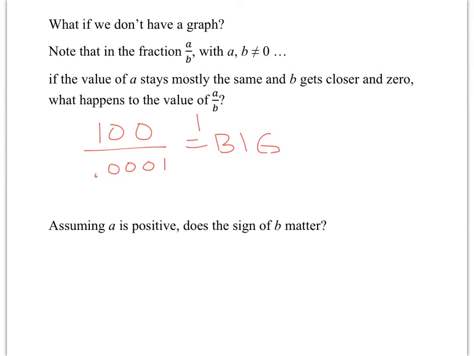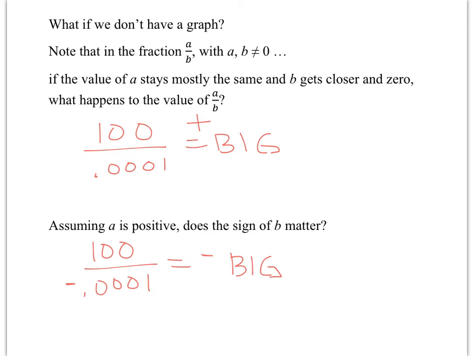Right? And it would be a positive big number, okay? Because positive divided by positive is positive. So as long as a is positive, the top, the numerator, is positive, the denominator is going to matter, right? Because if I do 100 divided by -0.0001, that's negative, I'm going to get a negative big number.